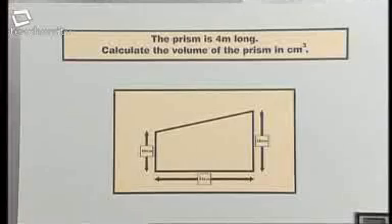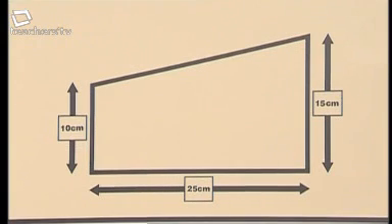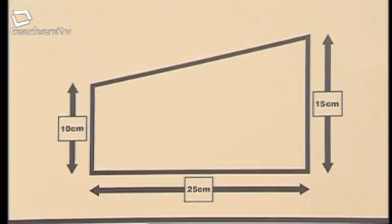One of us will make a deliberate mistake that you've got to spot, so watch carefully to decide if you're going to tick it or trash it. This shape is the cross-section of a prism 4 metres long. Calculate the volume of the prism, giving your answer to the nearest cubic centimetre. Pens at the ready? Come on, get out of there, let's go.